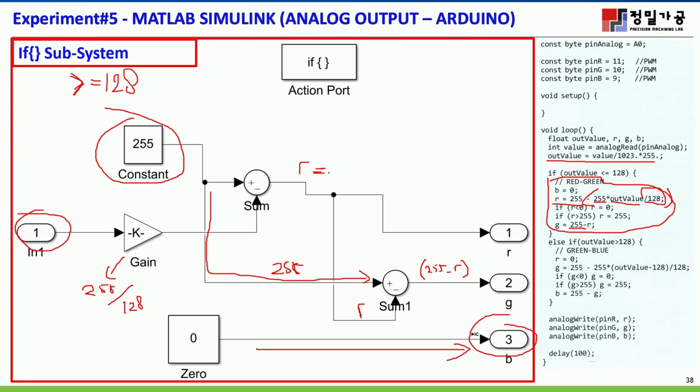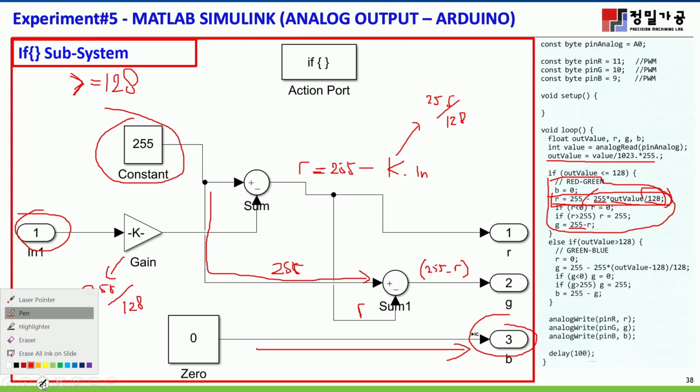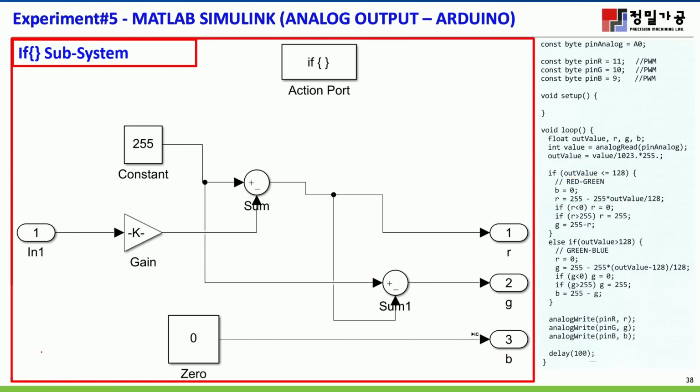It's very easy. 255 minus gain multiplied by the input value. This gain is 255 divided by 128. It's the same as this equation. Alright, it's not difficult. Okay, I erase this one. This one is the if subsystem.